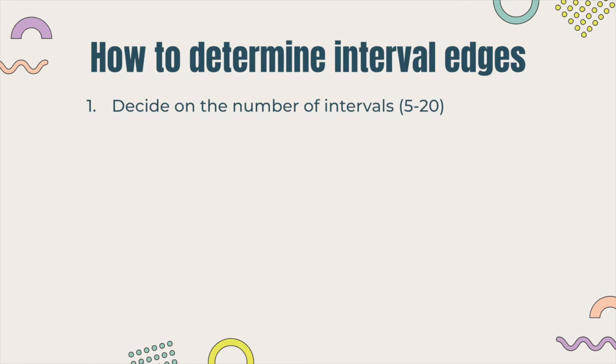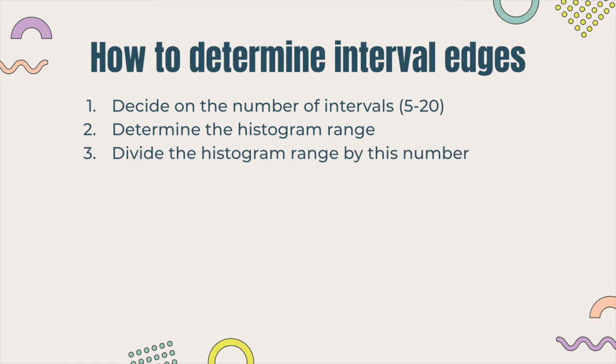Now we are ready to formulate the algorithm for the calculation of interval edges. The first step is to decide the number of intervals. The chart is easier to read when the number is between 5 and 20. However, if your goal is to better perceive the shape of the dataset, sometimes an even greater number of intervals would work better. Step 2 is to determine the histogram range, following the rules stated before. Step 3 is to divide the histogram range by the number of intervals. This would give the size of intervals.